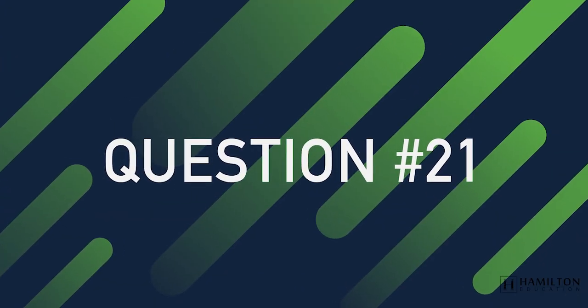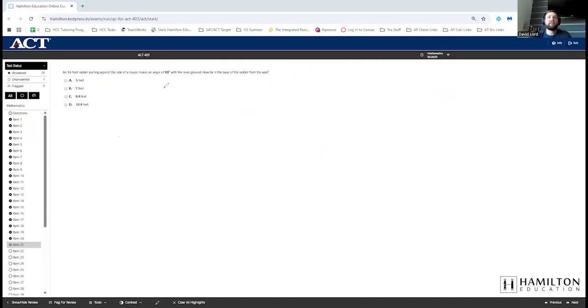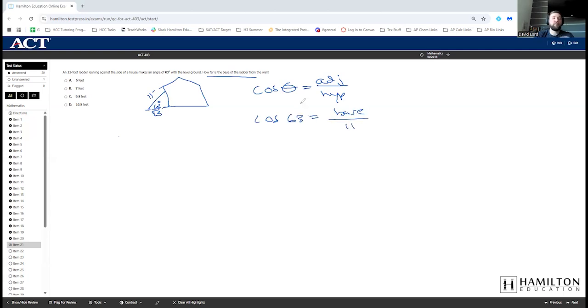Question 21. An 11-foot ladder is sitting against the house. Okay, we've got a ladder here. It's 11 feet, so that's the length of the ladder. It makes an angle of 63 degrees with the ground. How far is the base? So we're looking for the base here. I remember the cosine of an angle is the adjacent side over the hypotenuse. So in this case, cosine of 63 degrees would be the base over 11. So you multiply both sides by 11.